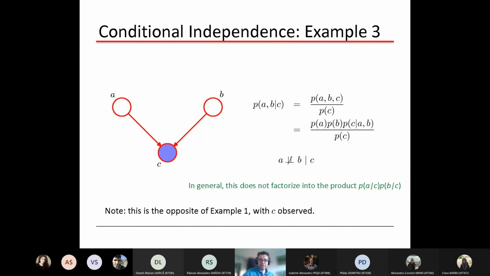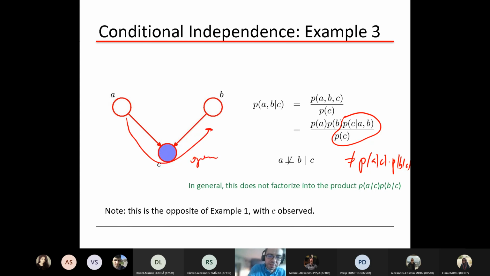Now let's see what happens if we observe C. So if we are given C, P of A and B given C becomes like this. And now, if we want to see what happens with P of A and B given C, it's clear that it is not equal to P of A given C multiplied with P of B given C. It's something more complex. We cannot do anything to get rid of this. So right now, A is not independent of B given C. So if C is observed, this inference path becomes open, unblocked.